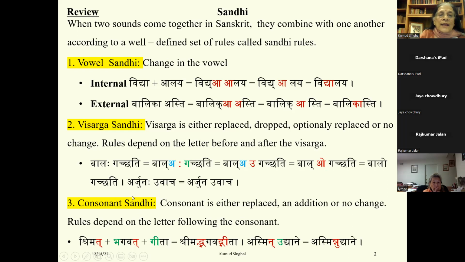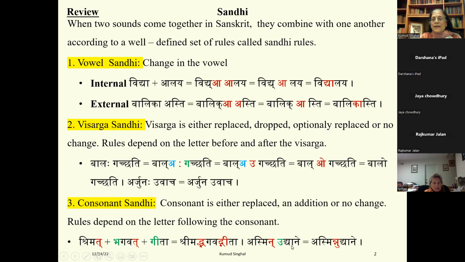In Arjunaha Uvacha, the letter before the Visarga is A, and the letter after the Visarga is U, so the Visarga drops. Consonant Sandhi involves either the consonant being replaced, or there is an additional consonant, or there is no change. Again, the rules depend on the letter following the consonant. For example, Shrimat Bhagavat Gita. Ta is a consonant which is followed by a soft consonant bha, and ta is also followed by a soft consonant ga. So this ta becomes da. So Shrimad Bhagavad Gita. There is a replacement of the consonant ta to da.